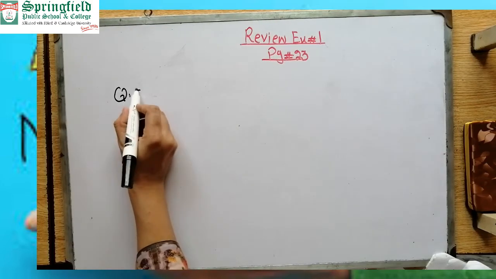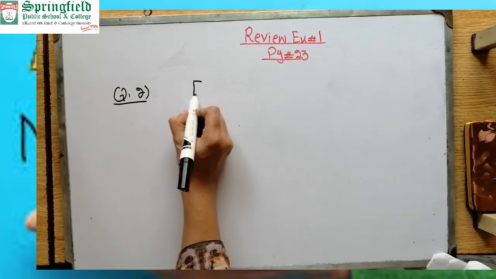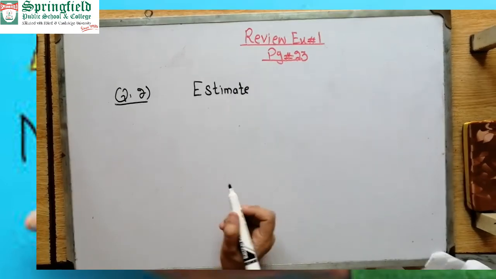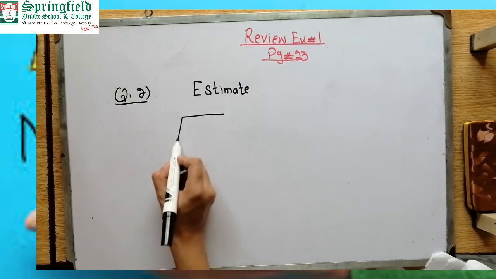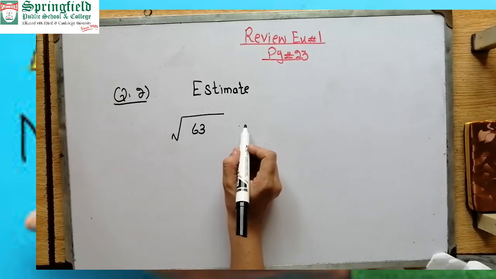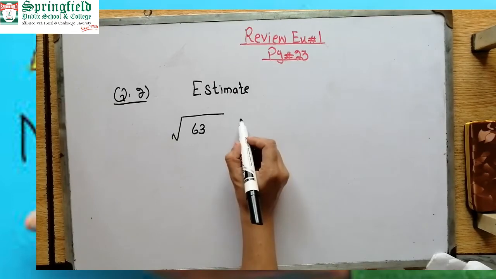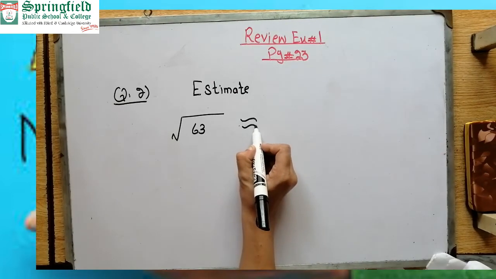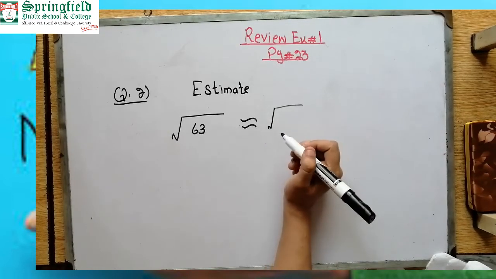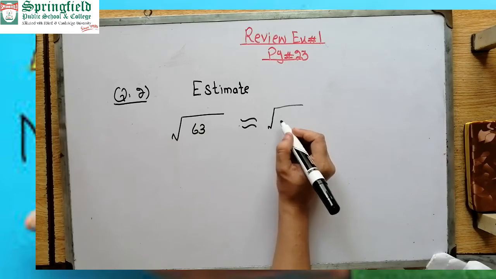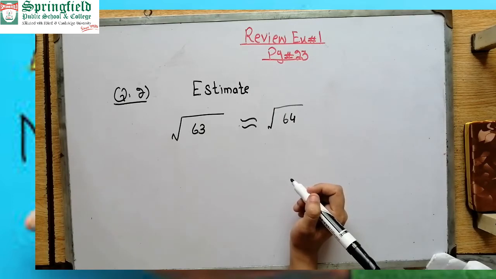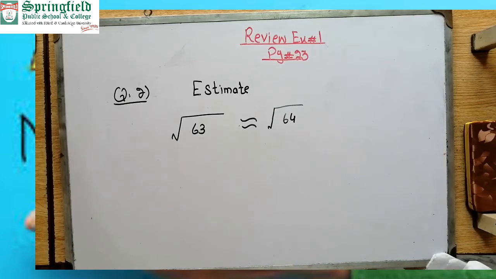Question number 2, estimate means guess a number. So the square root of 63, it means we can't find the square root of 63. So we will estimate a number. We will use this sign, which is called round off. It means we will take a number nearest to 63. So we can take 64, because 64 is a perfect square of 8, as we know.